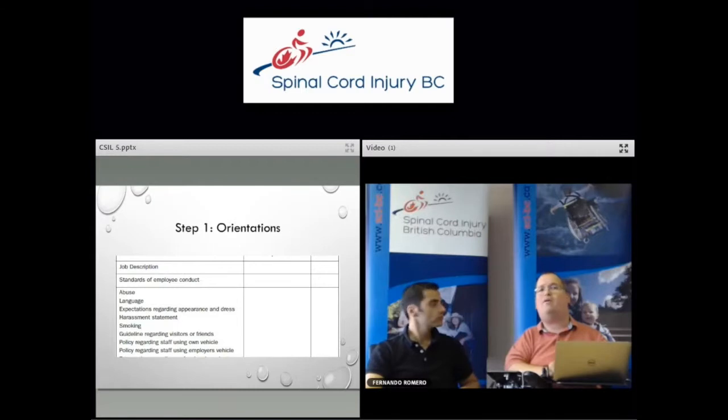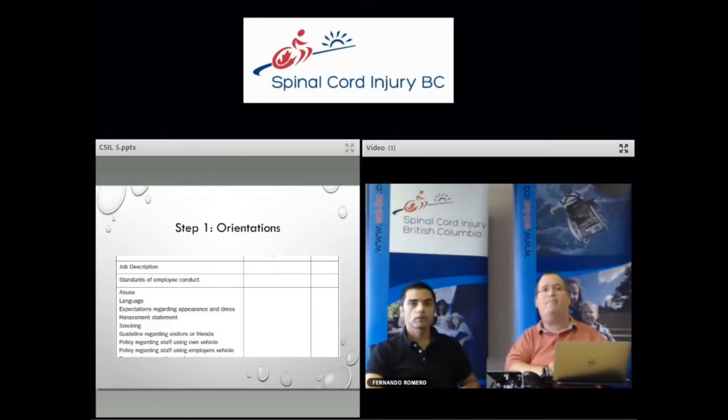What are your standards of employment conduct? Those were within your guidelines. And then some of these policies: is smoking allowed, and if so, where? That kind of stuff. Also, using your vehicle, how does that work? Is it only when you're in the vehicle, or are they able to borrow it? And what are your policies around that?